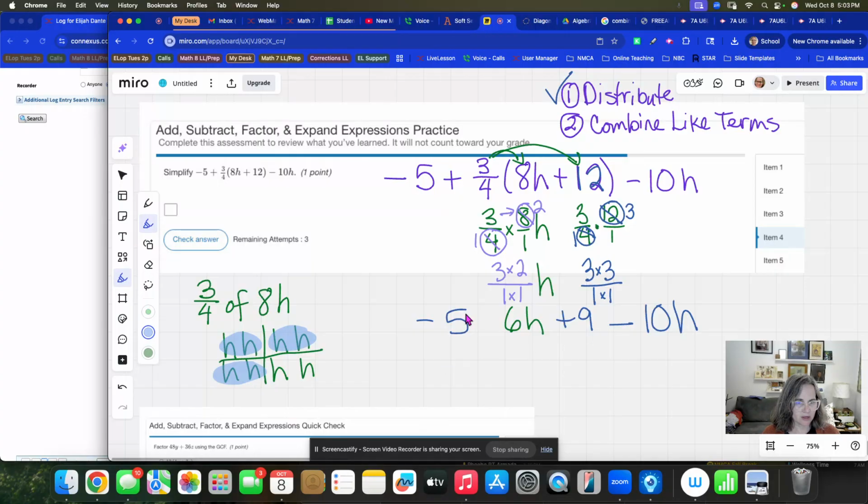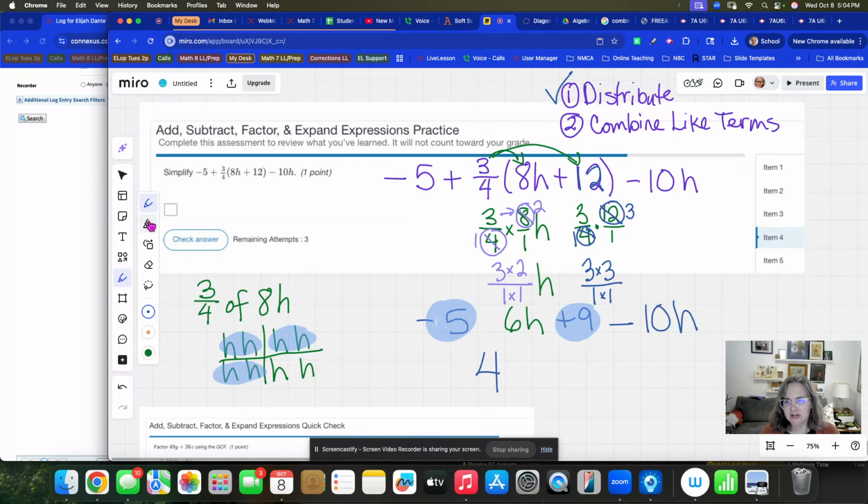I've got a -5 and a 9. Those are my constants. We call those constants in math. They're just numbers, right? -5 plus 9: if I owe $5 and I get $9, I'm going to pay back the $5, and then I'll still have 4.